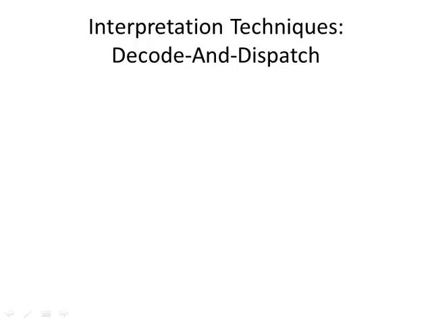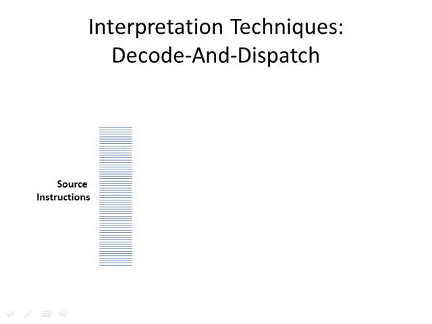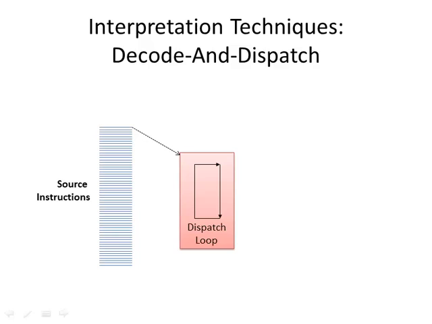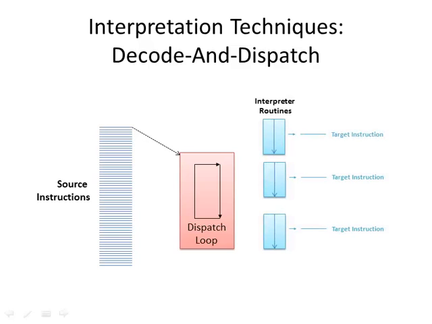We'll now look at a few techniques used to implement interpreters, starting with the decode and dispatch technique. A decode and dispatch interpreter steps through the source program instruction by instruction and executes routines that perform the required translation of the source instruction to the target instruction. The central component of the decode and dispatch interpreter is the dispatch loop, which is basically a switch statement that selects the appropriate interpreter routine for the particular instruction to be interpreted.